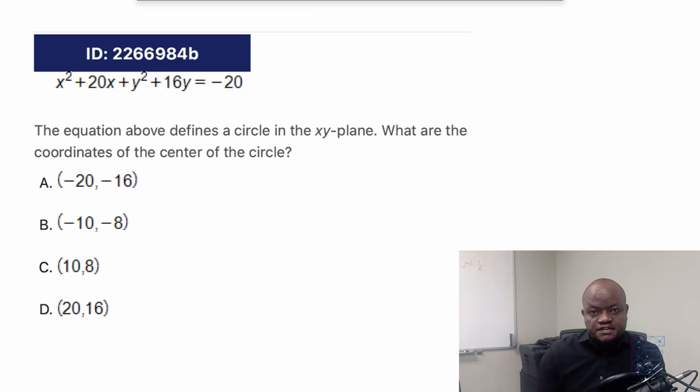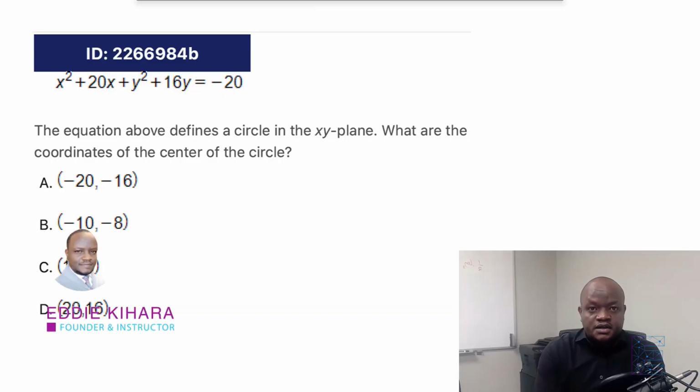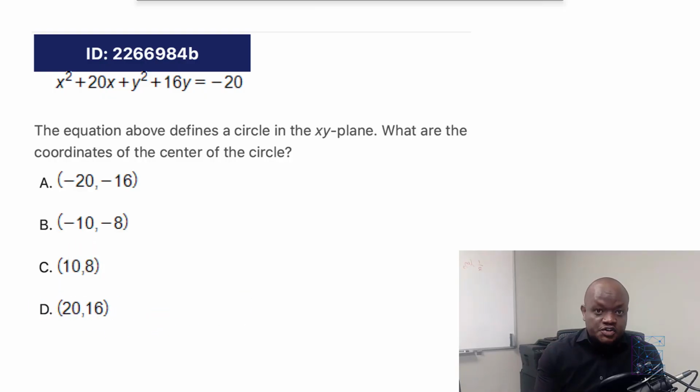The equation above defines a circle in the xy plane. What are the coordinates of the center of the circle? Now, I'm going to show you two methods for answering this question. One of them, and maybe the fastest way to do this, is using Desmos.